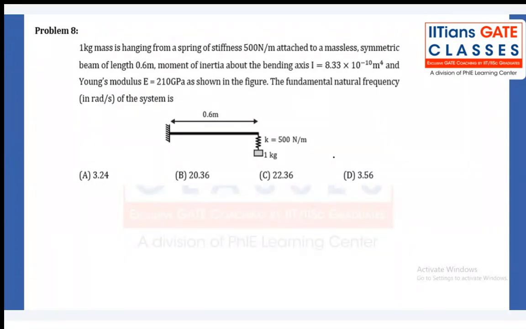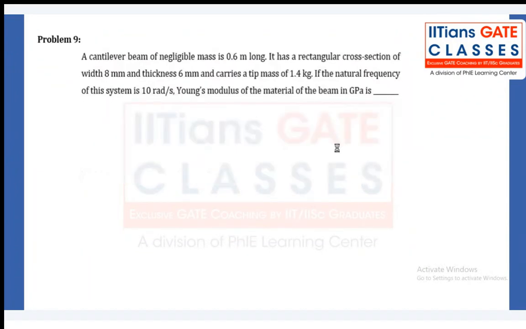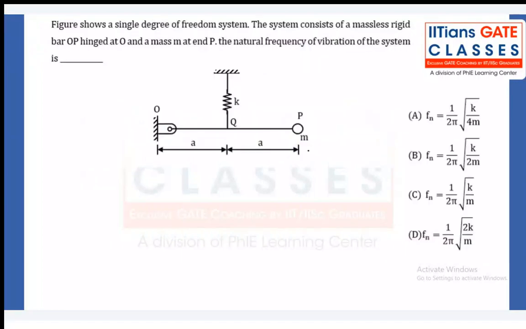Try to solve this particular question. Better you solve this question, guys. What is the solution of this question? A figure shows a single degree of freedom system. The system consists of a massless rigid bar OP hinged at a point O, with a mass at the end P. Then the natural frequency of vibration will be what?